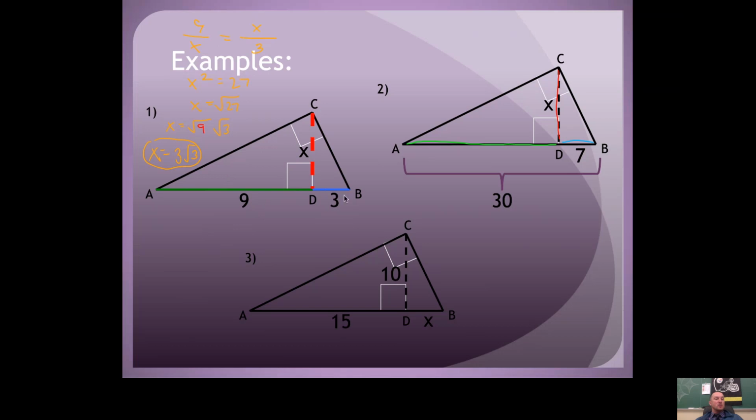See, on this one, they told you the two pieces. Over here, they don't tell you the two pieces. They tell you the whole thing in one piece. This green piece right here is 23. That's 23 plus 7. Okay, so the red is the geometric mean of the green and the blue. The red is the geometric mean of the green and the blue, 23 and 7.